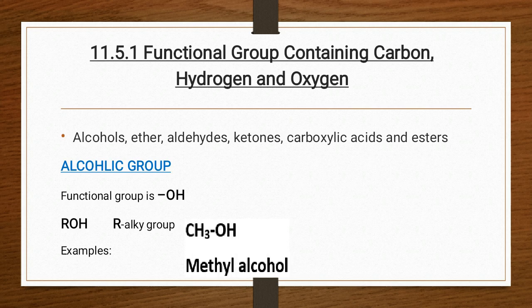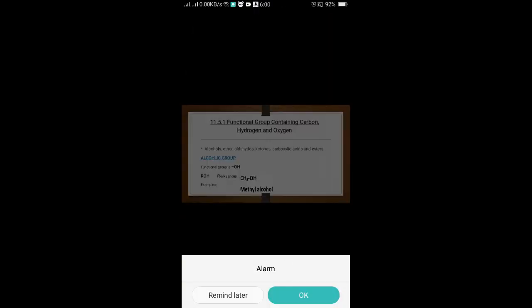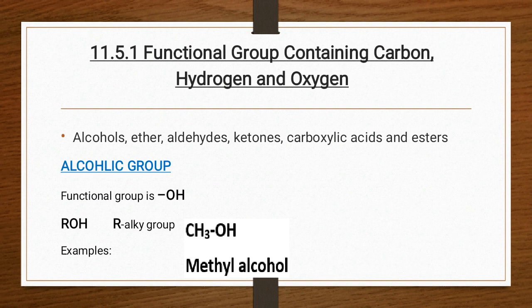For example, we have methyl alcohol. Here the alkyl group is CH3, and the OH is the functional group. So it becomes methyl alcohol. And the second one we have is ethyl alcohol. Here ethyl is the alkyl group, CH3CH2, and the OH is the alcoholic group. When they combine together they form ethyl alcohol.